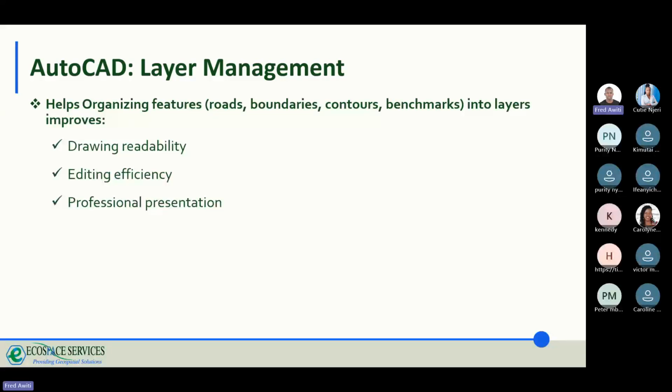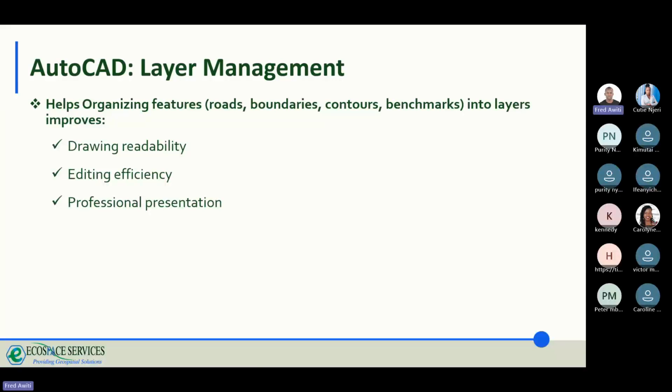So by using layers, it helps you organize your work and how you create your features. I want to create a road. I want to create a polygon. I want to create a contour. If I'm going to change the color, if I have thousands of roads, am I going to change the color of those roads one by one? No. I just go to one layer, I change the color of that layer, everything is changed.